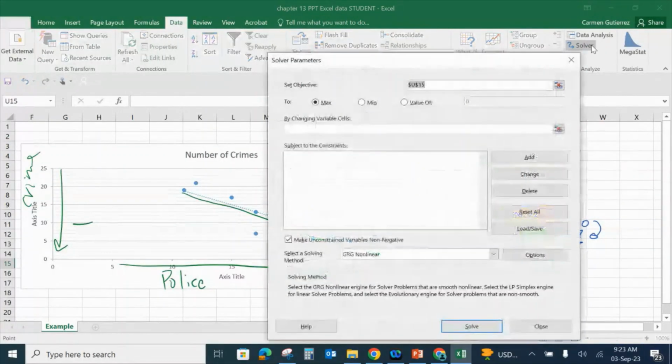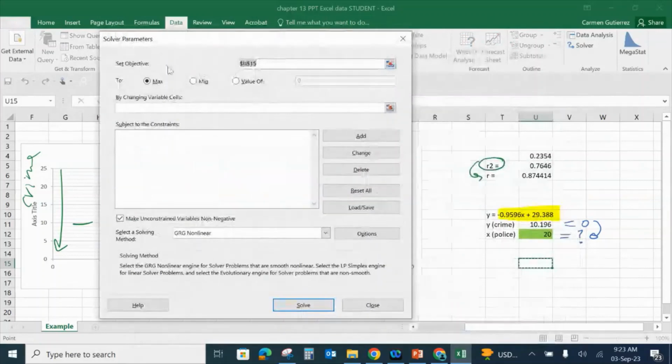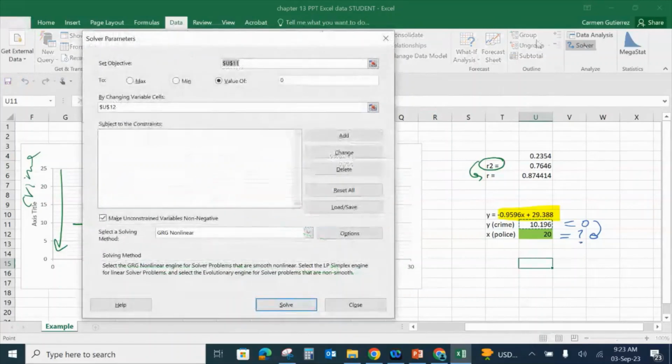All right, so solver. What are we solving for? What is my objective? My objective is that Y, which is this one, my crimes, have a value of 0 by changing the number of police. Police is here. Again, I'm going to figure this out in solver. The objective is that my crime formula, which I typed here, has a value of 0, and I'm going to change my number of police. I only have control over police.